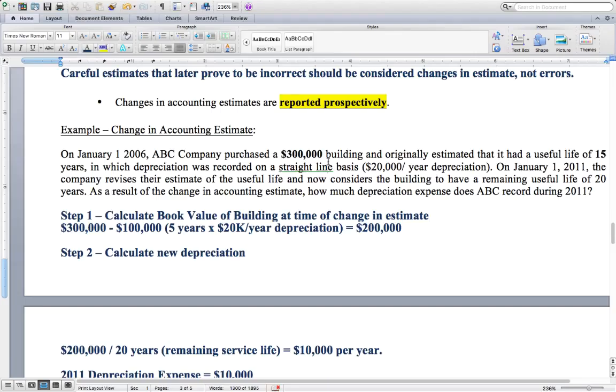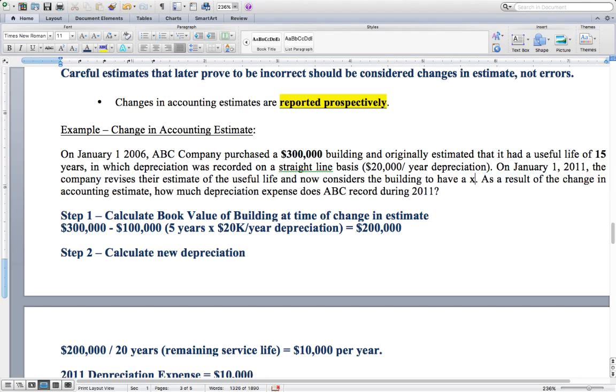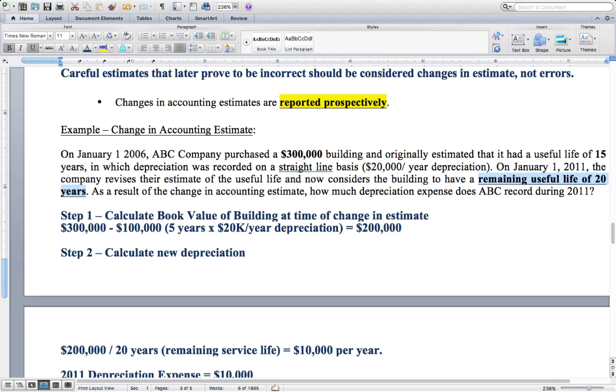On January 1st, 2011, the company revises their estimate of their useful life and now considers the building to have a remaining useful life of 20 years. It is important that you take note that I use the word remaining. You could see a problem where it says that the building would have a total useful life of 20 years.